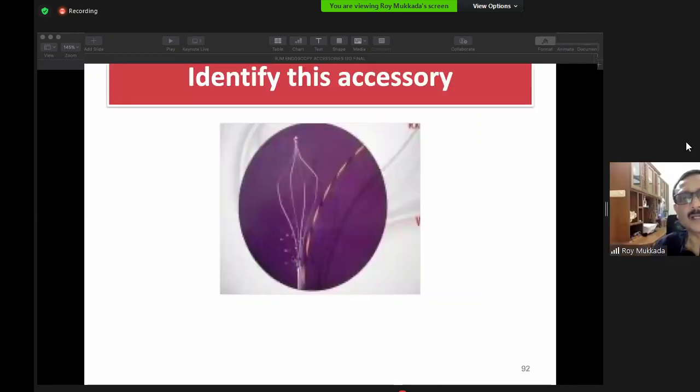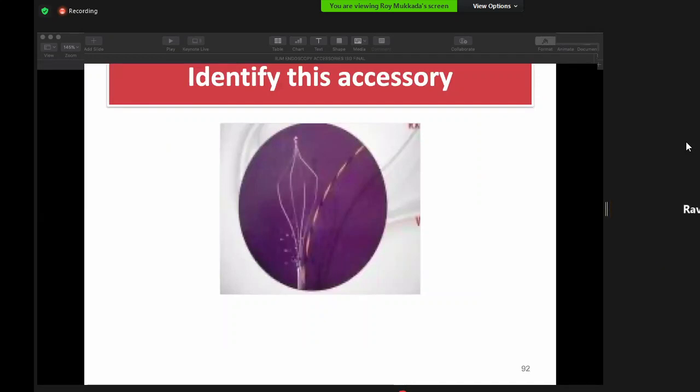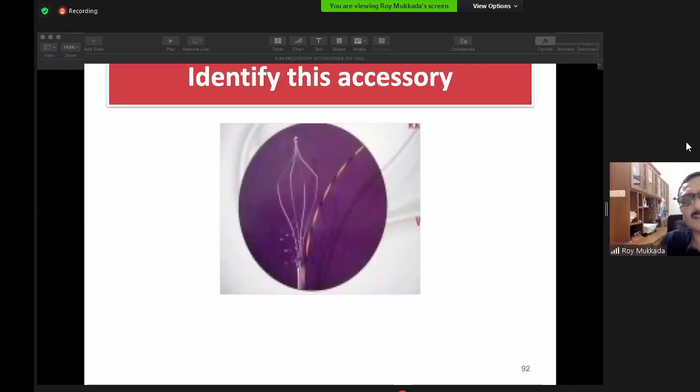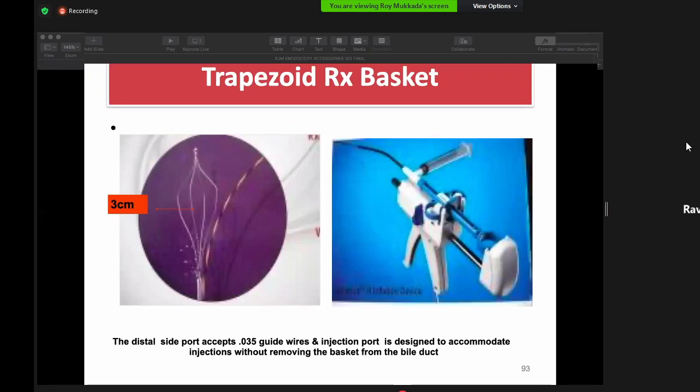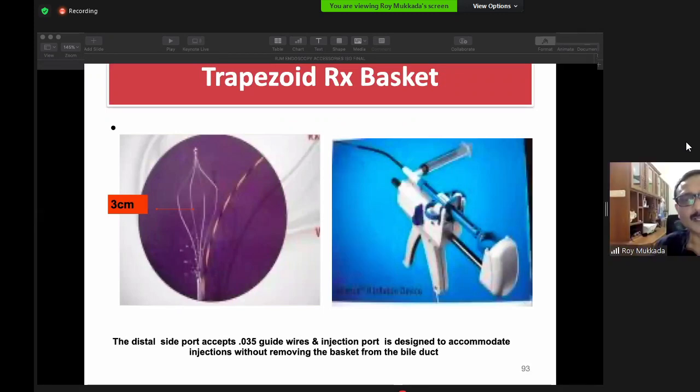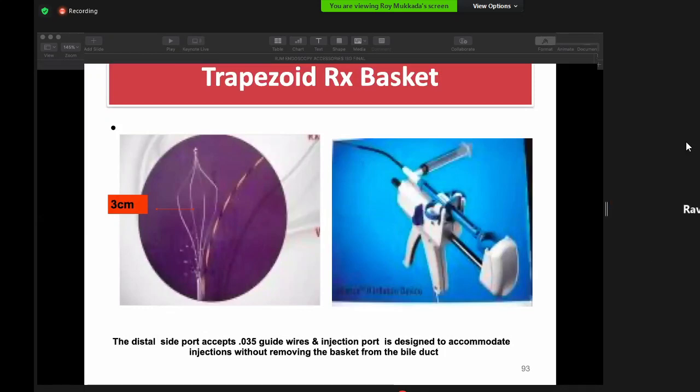So identify this accessory. This is a trapezoid basket, sir, useful for crushing stones in difficult, large stones. What are the advantages of this basket? In case of an impacted basket, by cutting the sheath, we can dislodge the wires and we can remove the basket.